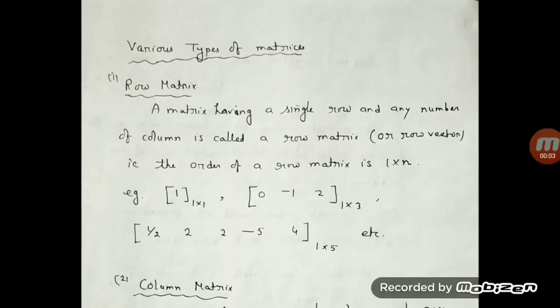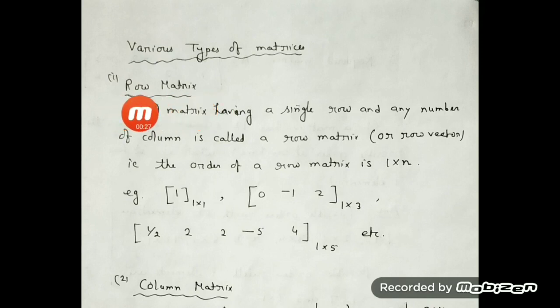Hello student, welcome back. In my last video, we discussed how to form a matrix, what is a matrix, and what are its rows and columns. Hope you remember. Now we will do various types of matrices. So your first type of matrix is the row matrix. Now we'll discuss what a row matrix is.